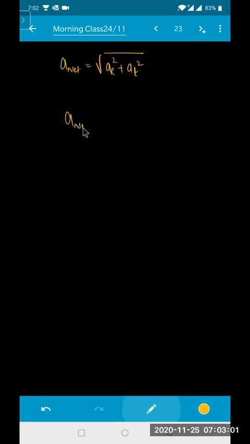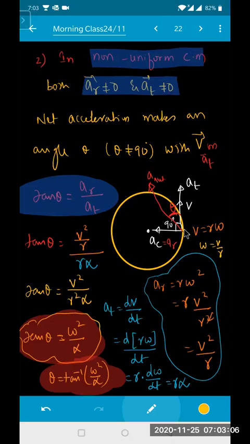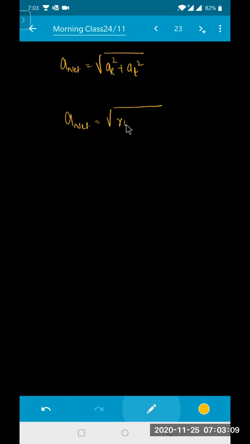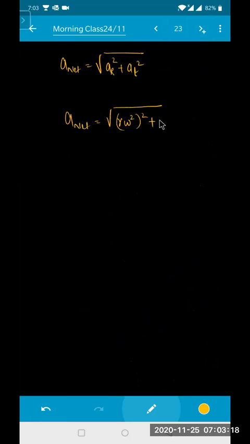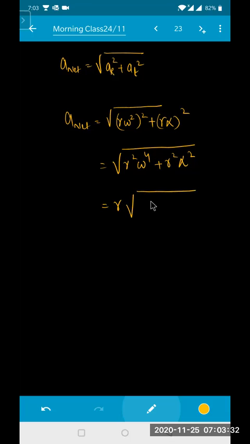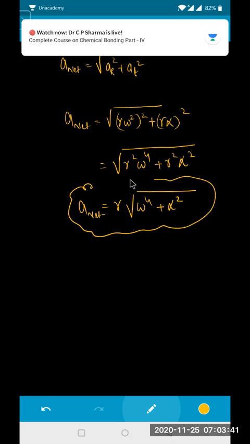So that means A net, where AR is equal to R into omega square, so it is R into omega square, and this is whole square, plus tangential acceleration AT, which is equal to R into alpha, so R into alpha whole square. It means this can be written as under root of R square into omega to the power of 4 plus R square into alpha square. So I can bring the R out. So it is R under root of omega to the power of 4 plus alpha square. So this is your A net relation.